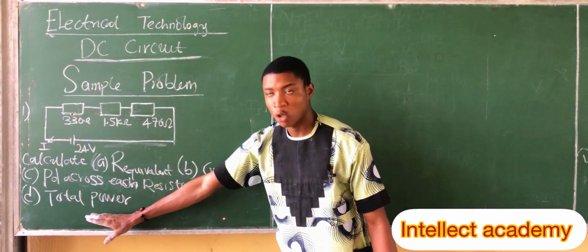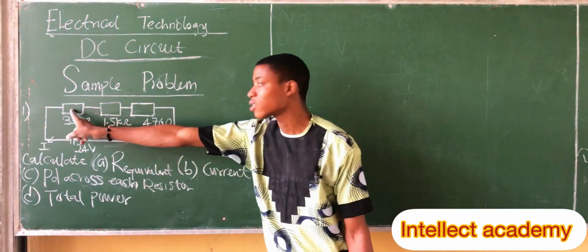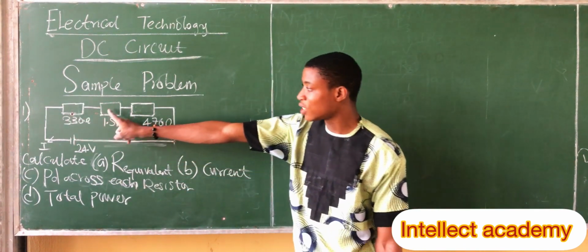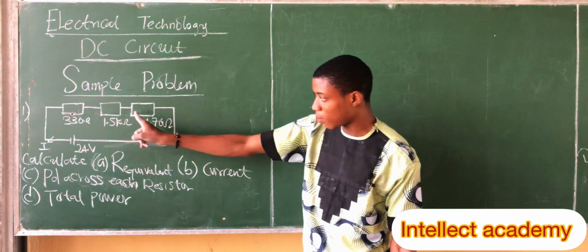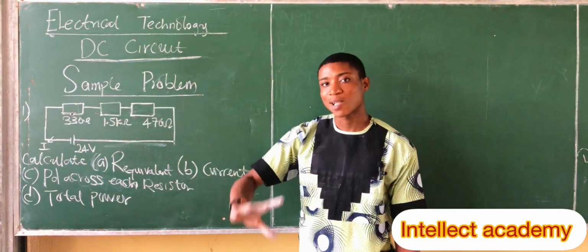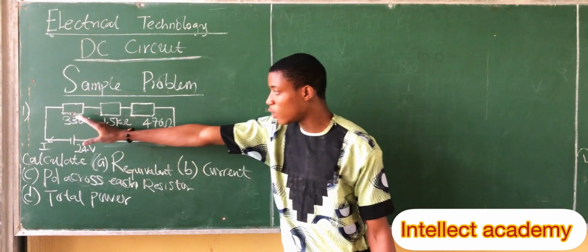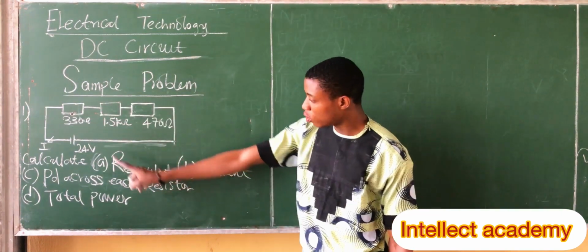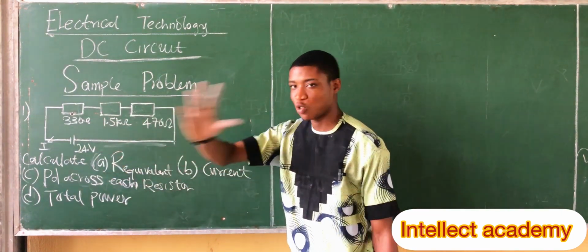or the total power. Of course, there is a power at this first resistor R1, there is a power at this second resistor, and there is a power at this third resistor. You can do that by calculating the individual powers and summing them, or you follow the total voltage to do that. I will show you in the video.